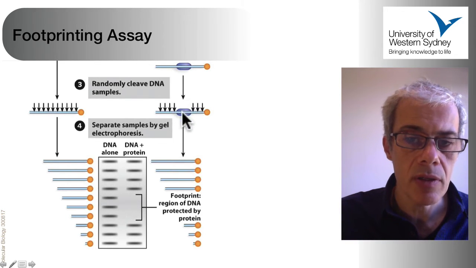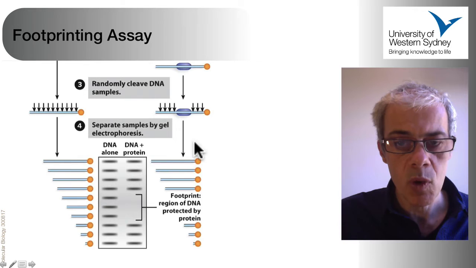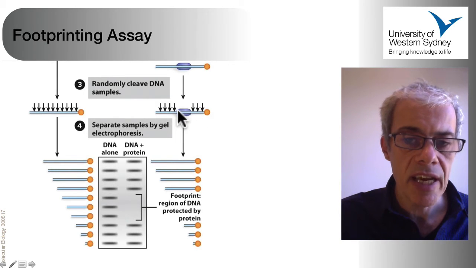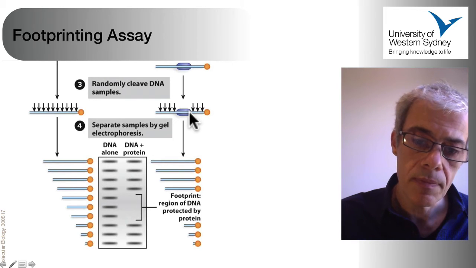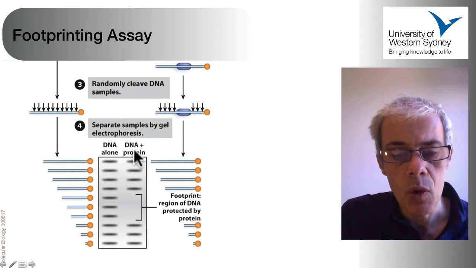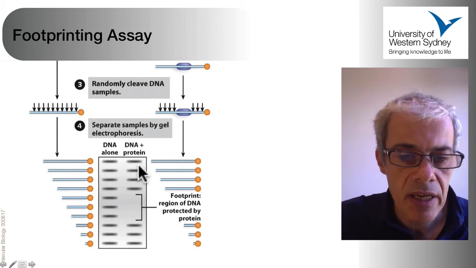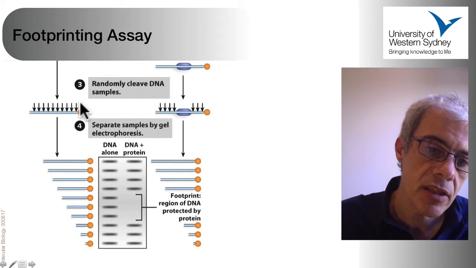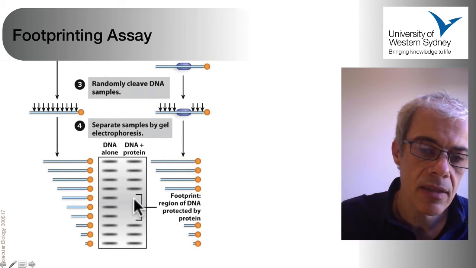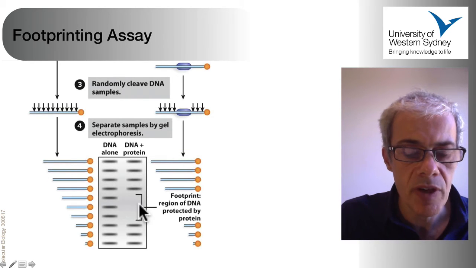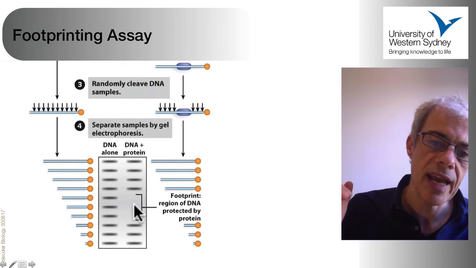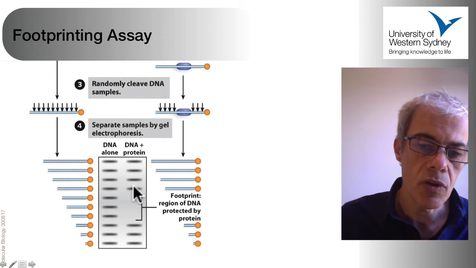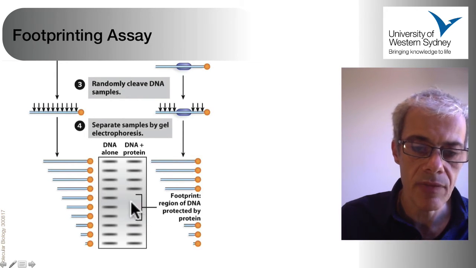So when you run these products on a gel, you get a bunch of small fragments here, you get a bunch of large fragments here, but you don't get any medium-sized fragments because the protein protected that DNA from being digested. So what you get when you run your sample that was bound to protein next to your DNA sample that wasn't bound to protein, and both of these have been digested, is an absence of bands. And that absence of bands here is a footprint. Think of it as putting a footprint in sand. It tells you something was bound there, something was there, and it's left a footprint.